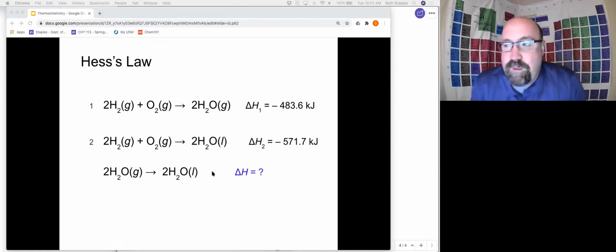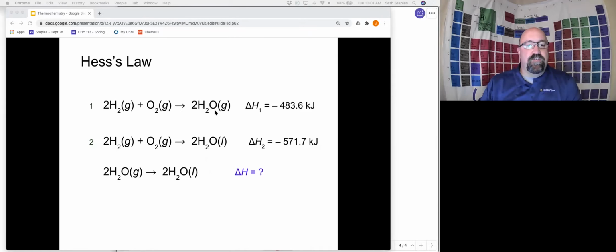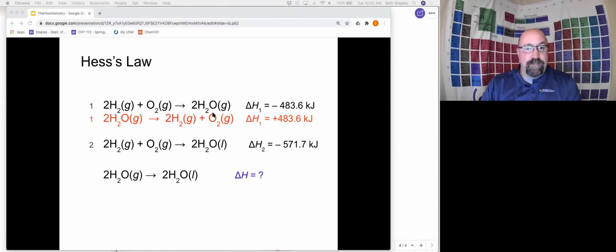One of the things we see right away is that H2O gas we want as a reactant, but H2O gas is a product in our given equation. And so let's flip it. So we're going to flip that one around. It means that we're going to reverse the enthalpy of that reaction as well. So we flipped it, we reverse our enthalpy. So now let's go ahead and just cross that equation out and not even think about it anymore.